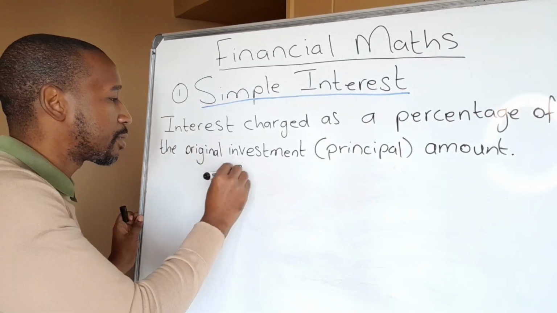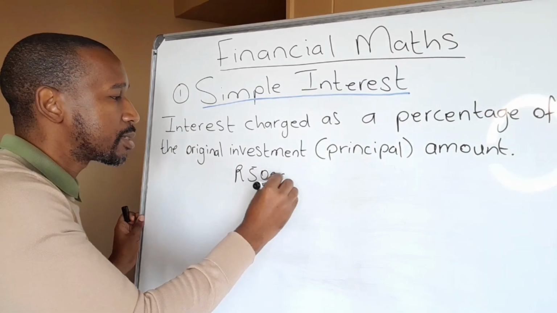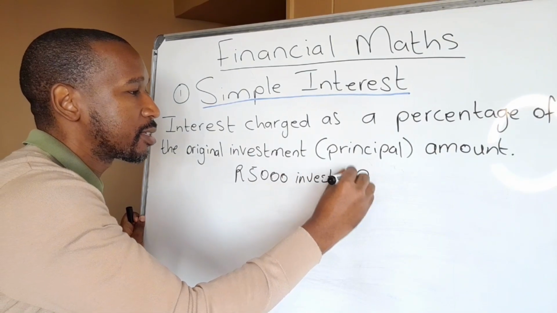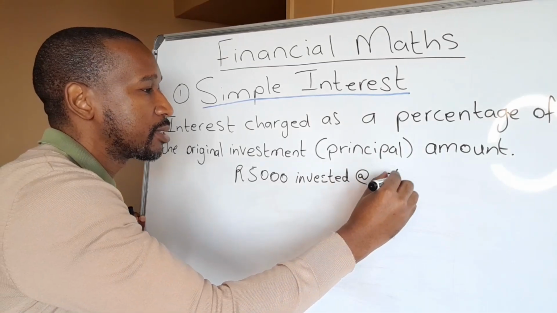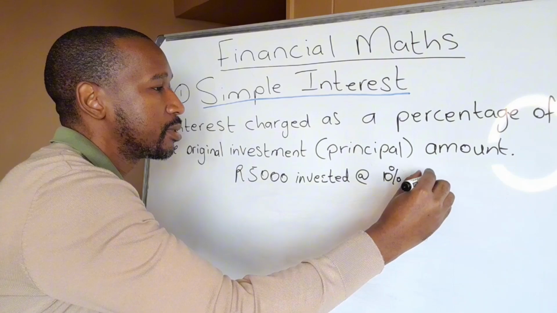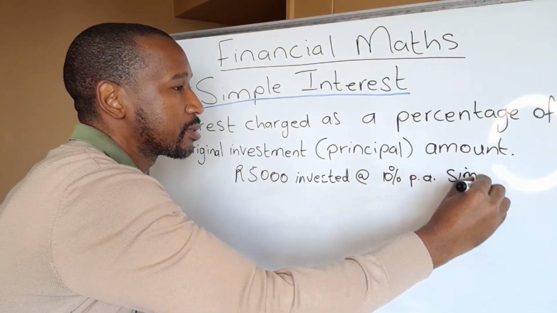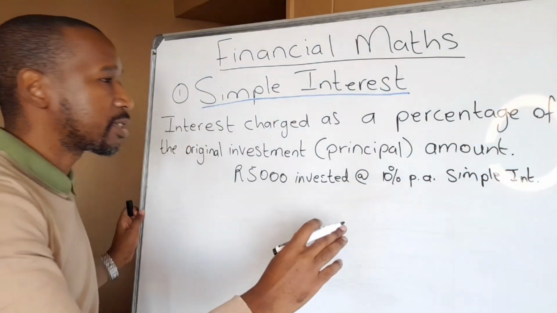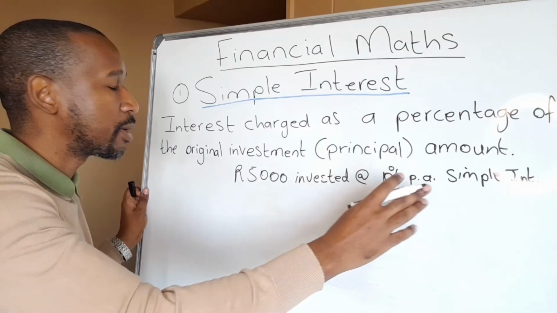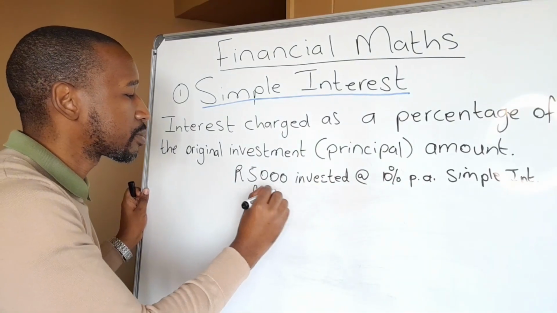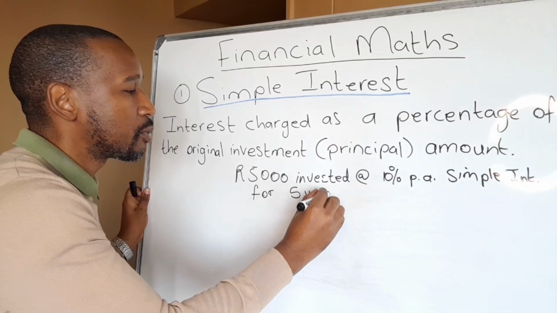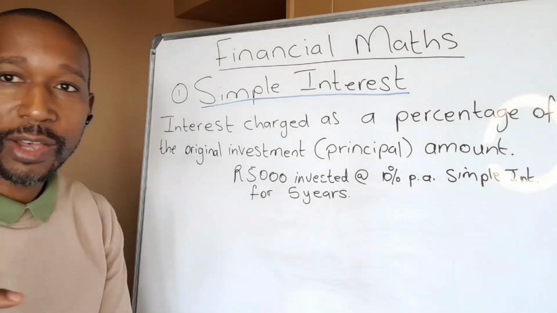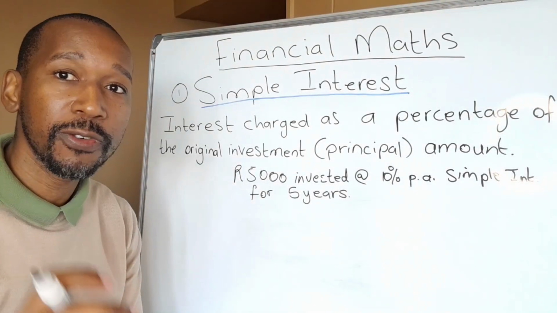Let's say that 5,000 Rand is invested at 10% per annum, simple interest. So there will be a mention for every type of question. What type of interest are we talking about? For 5 years. So we want to know how the growth of this will be. So 5,000 Rand is invested, simple interest for 5 years.